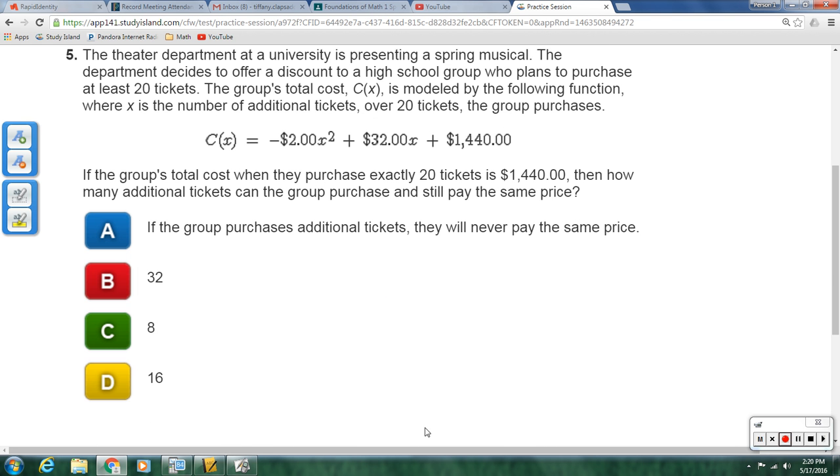Oh, another one. Ooh. It's a quadratic, cause it's a square. Alright, let's see. The theater, I'll go with B now.